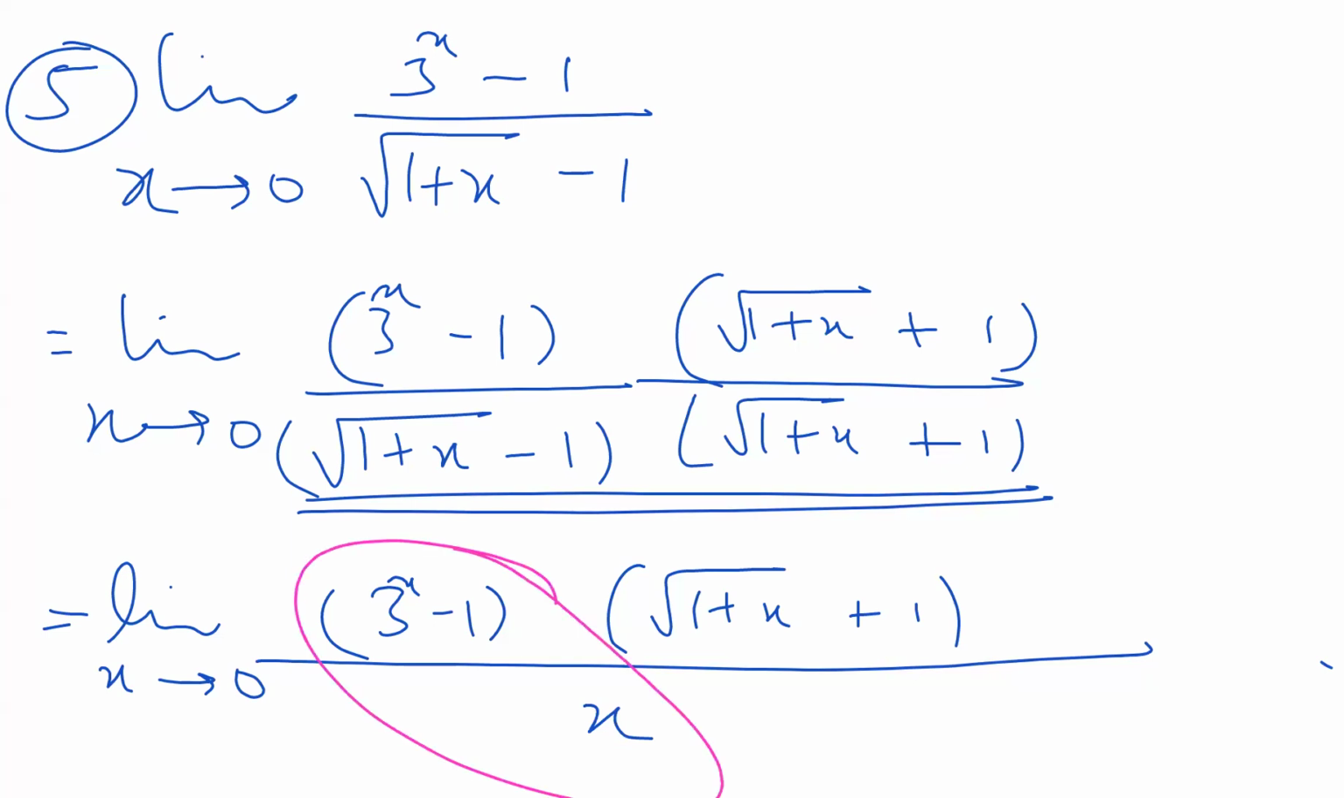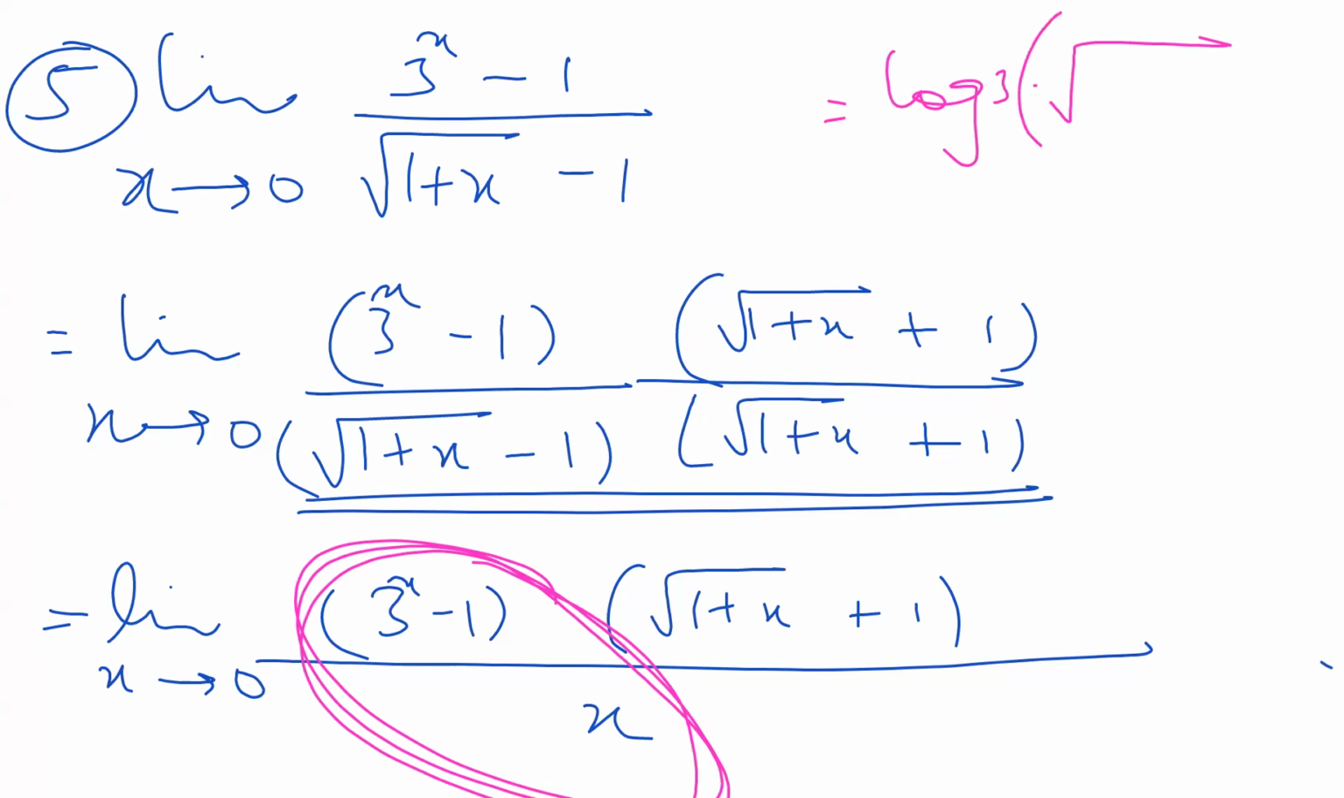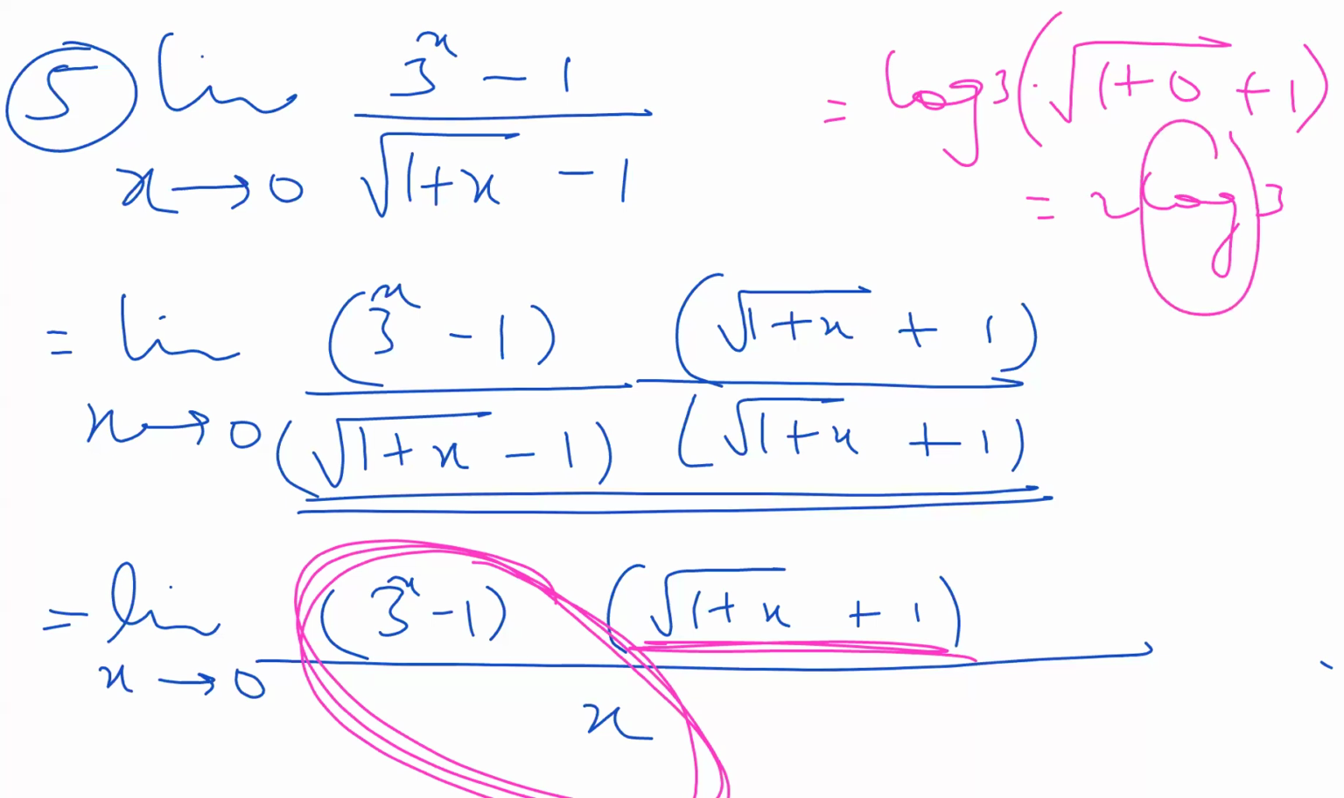Now what is this? So log 3. Log 3 into here. Put the value of x as 0. So this will be 2. 2 log 3. What is the base of this log? E. Correct.